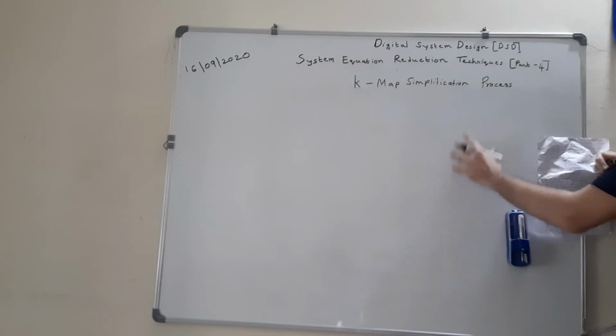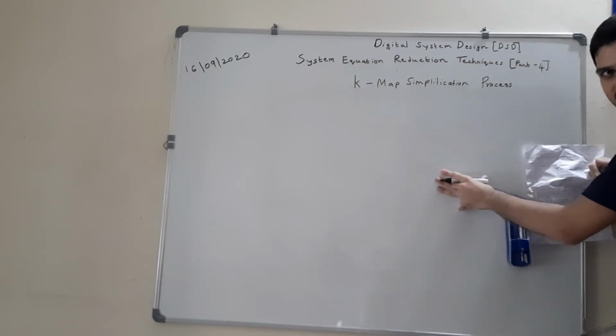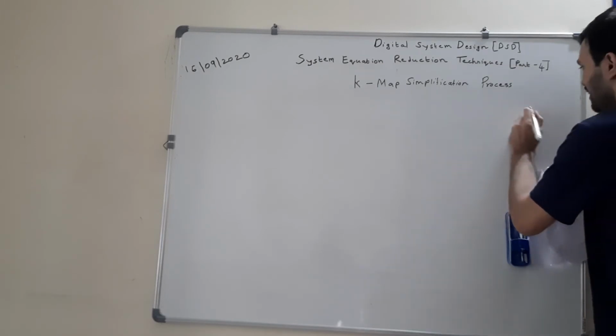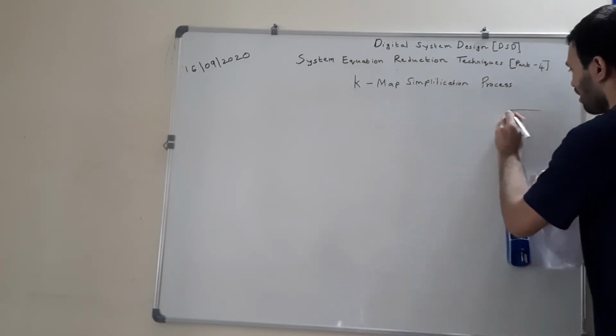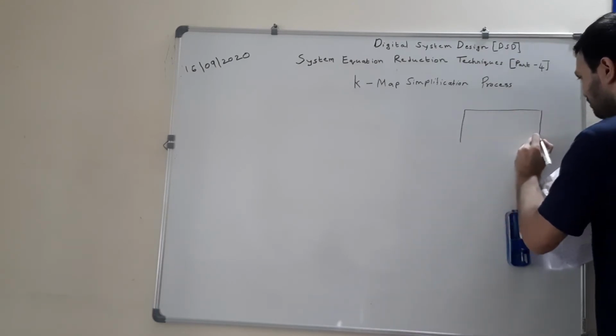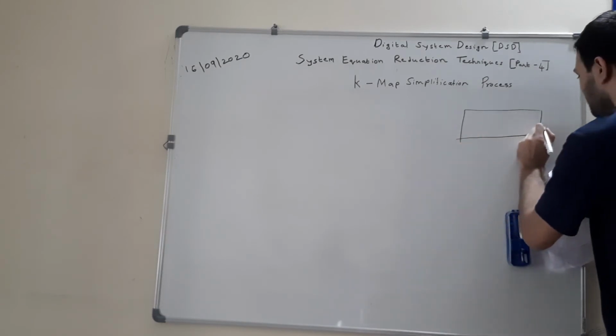As we discussed earlier, a pair eliminates 1 variable, a quad eliminates 2 variables, and an octet eliminates 3 variables. Now let us understand how to group 2 adjacent ones into a pair. Now suppose I am not writing any expression for now, but I have an expression and I have written its K-map, assume.